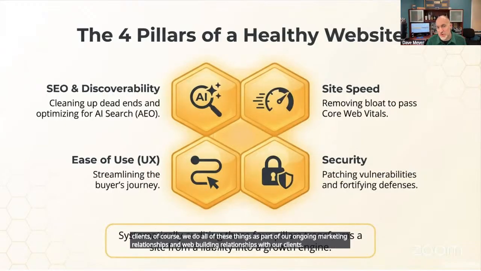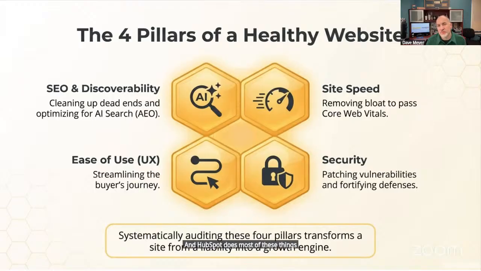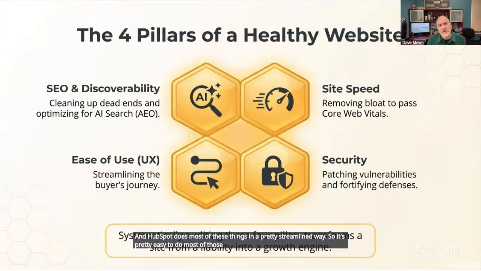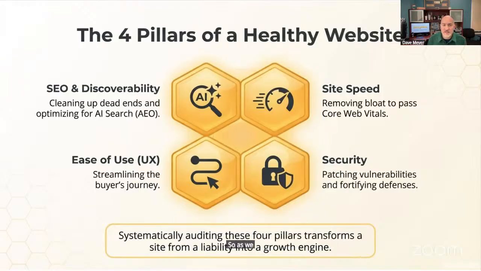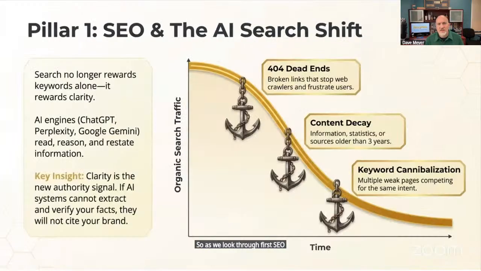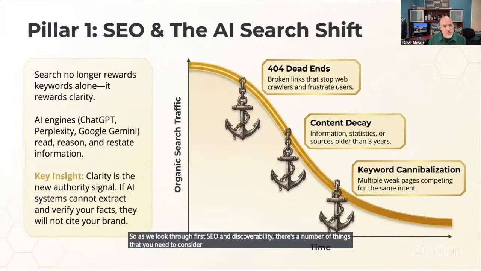And HubSpot does most of these things in a pretty streamlined way, so it's pretty easy to do most of those things. But it still makes sense to take a human approach and look at this from an outside perspective as well. So as we look through, first, SEO and discoverability, there's a number of things that you need to consider and review from an AI perspective.